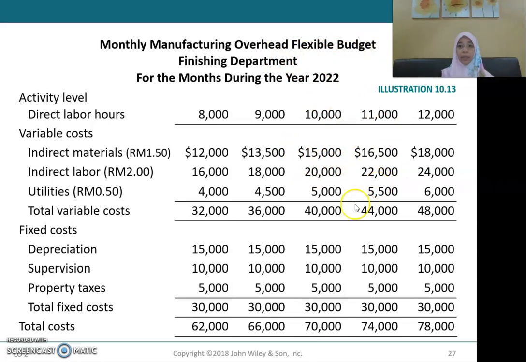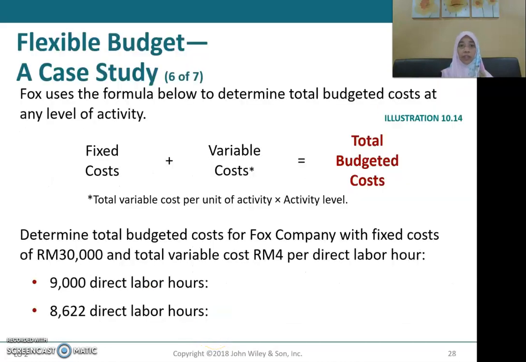Okay. So your fixed costs, by nature, remain unchanged regardless of the activity level, provided it is within the relevant range. Depends on the question, but in this case it doesn't change. So throughout, your depreciation will be 15,000, your supervision is 10,000 and your property tax is 5,000. So then you just add your total variable cost and your total fixed cost. That will give you your total cost for each level of activity.